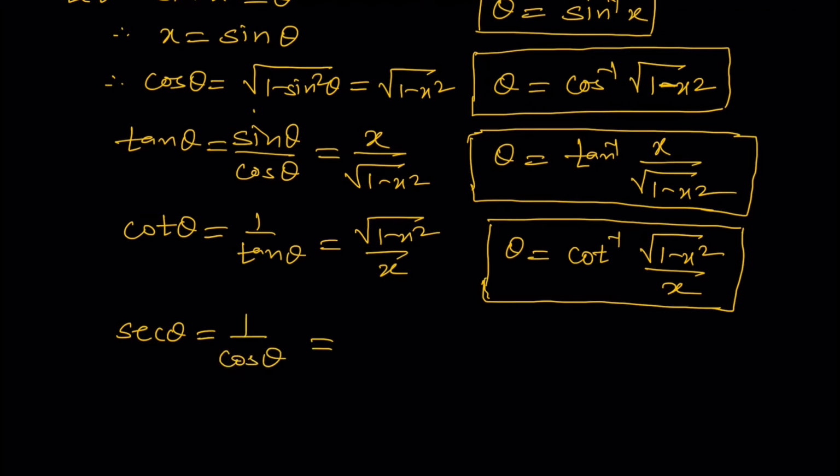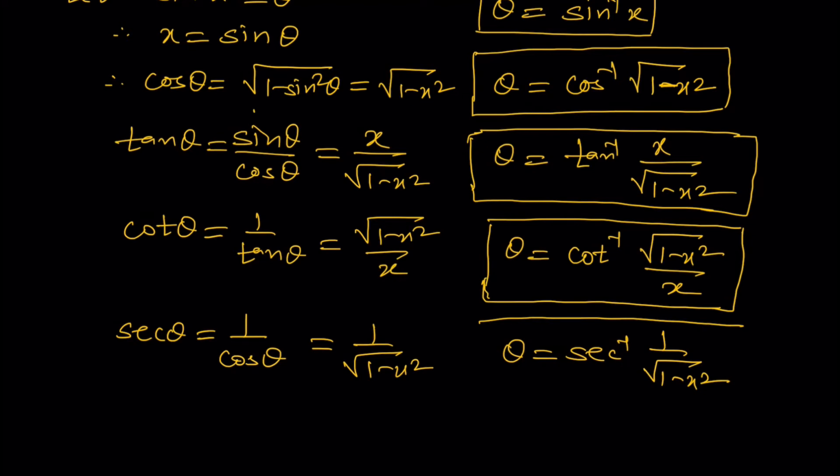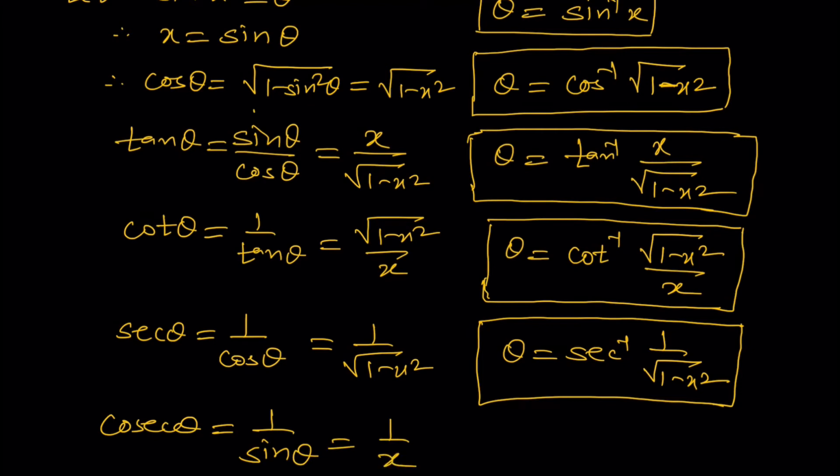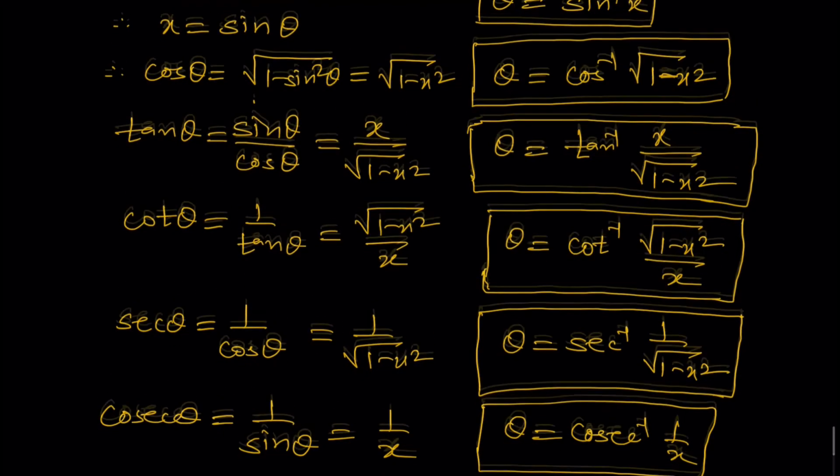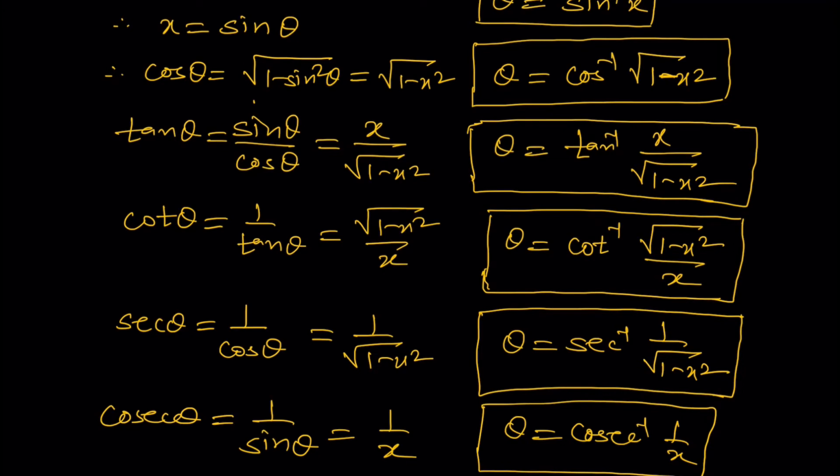Then sec theta, as we know, sec theta is 1 upon cos theta. So we get 1 upon root 1 minus x square. Therefore theta is equal to sec inverse of 1 upon root 1 minus x square. And cosec theta is equal to 1 by sine theta. So this will be 1 by x. So you'll have theta is equal to cosec inverse of 1 by x. So theta is equal to all this.